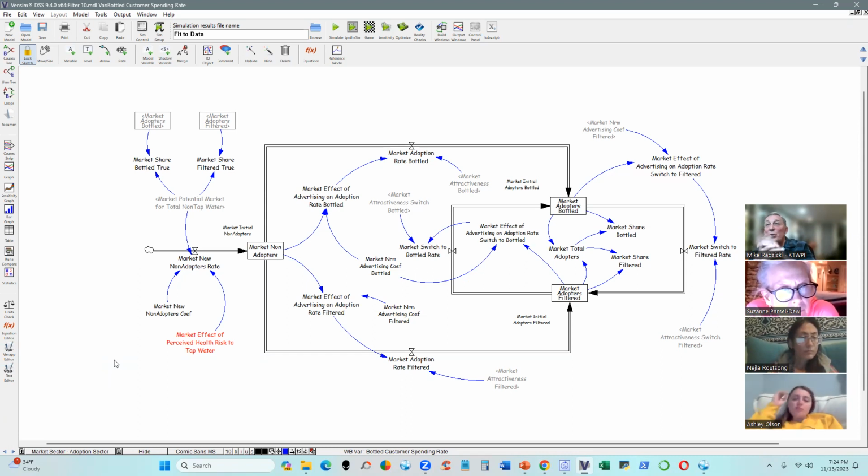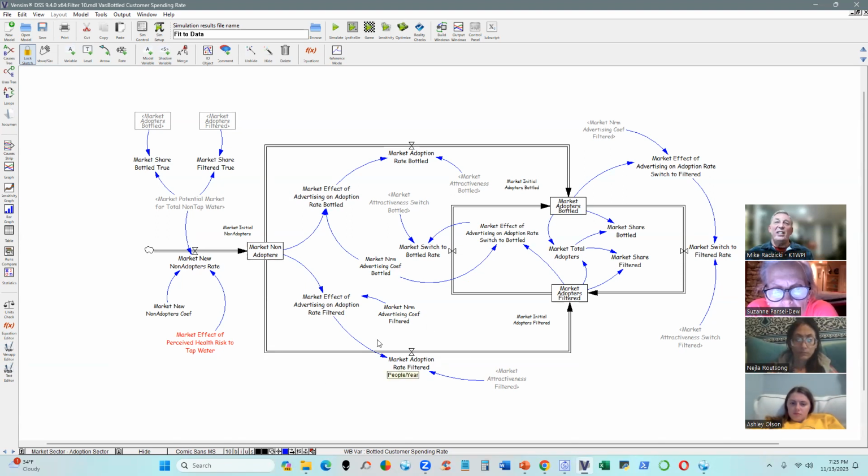Okay. And they have two choices, bottled or filter. And they're going to pick one of the two. So over here, they're going to be an adopter of bottled water or filtered water. But then as their experience with the technologies unfolds, they can switch if they want. There's nothing in here that says you can have both at this point, but I suppose that's possible.